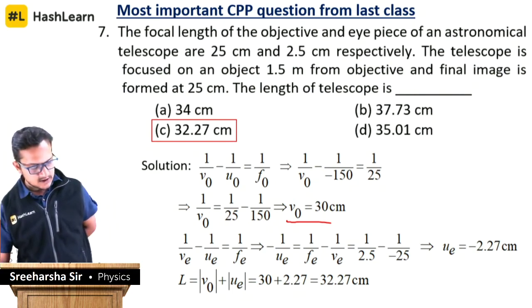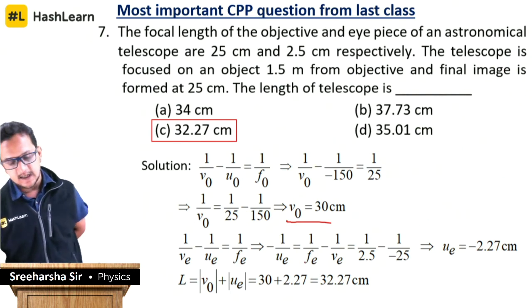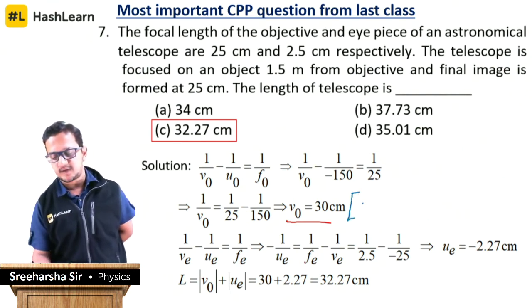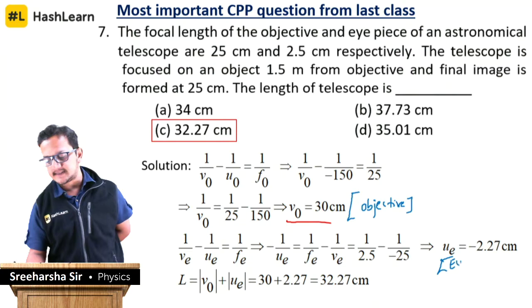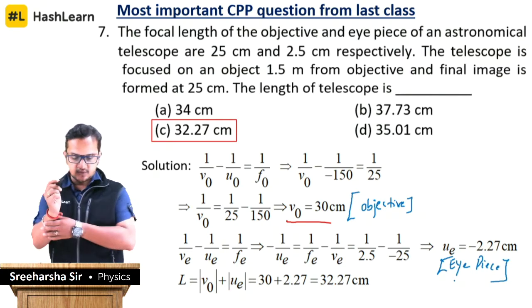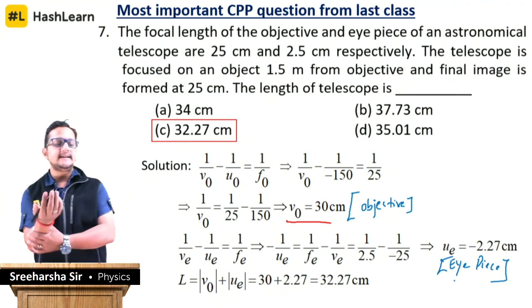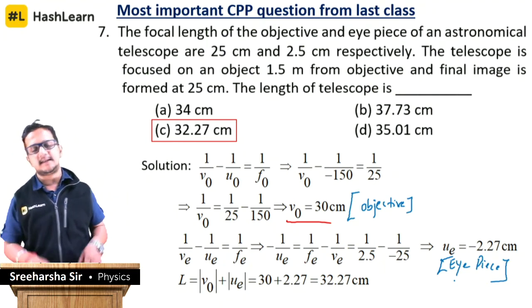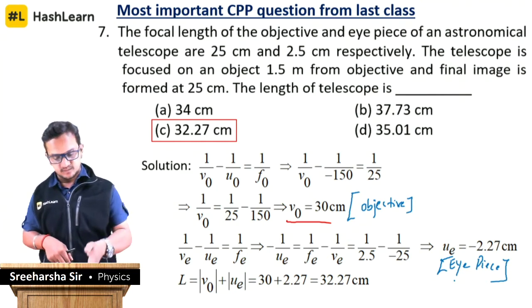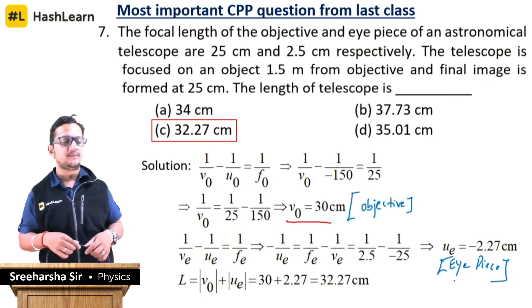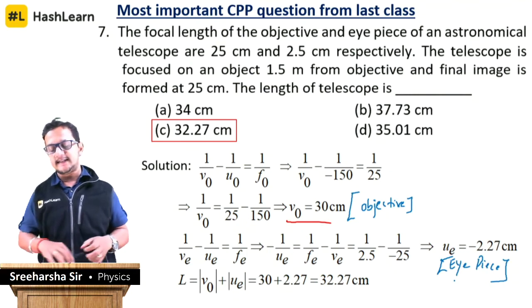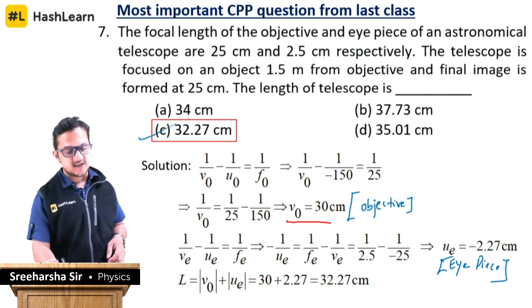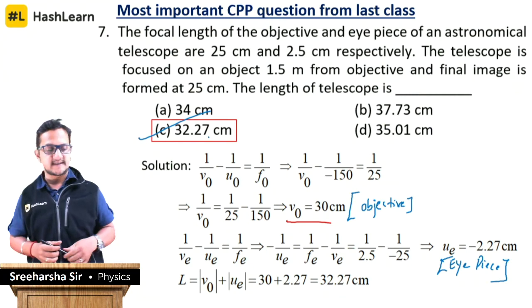With that we also calculated the image distance through the objective, and this is through the eyepiece. We know that the length of the tube, or the length of the telescope, is given by VO plus UE. So from this we get the length of the telescope as 32 centimeters, which means the correct option is option C.